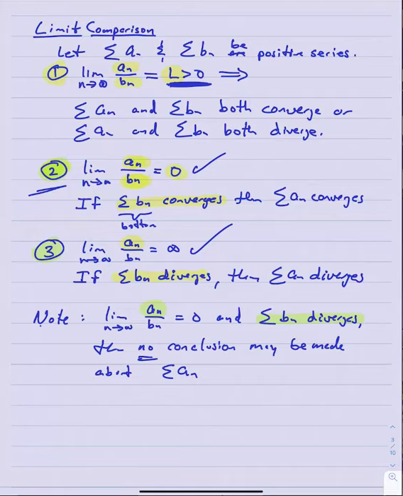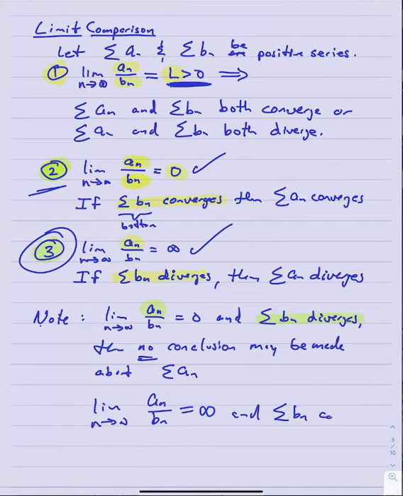So notice in case number 3, there's a pitfall there too. If I take the limit as n goes to infinity of a n over b n, and that's infinity, and the series of the b sub n's converges, no conclusion can be made about the convergence or divergence of the a sub n's, for the same reason I just described with number 2. So what I'm saying is, be careful when you use number 2 or number 3 here.